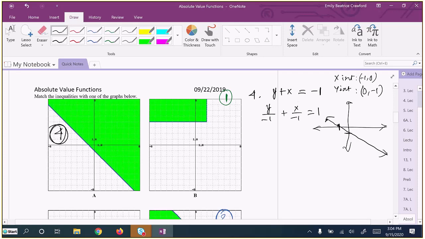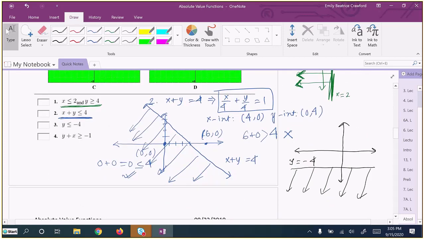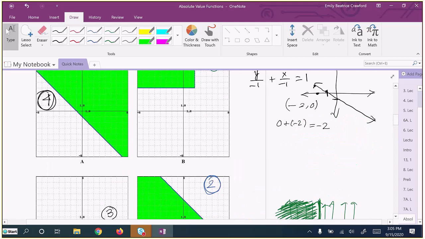I take a point on the left-hand side of this line. For example, let's take this point and call it negative 2, 0. Does not matter. Then put it back in your straight line. So if I put y equal to 0, x equal to negative 2, then I get negative 2. But the inequality tells me I have to be greater than or equal to negative 1, which it is not. Negative 2 is not greater than or equal to negative 1. So this is a bad choice.